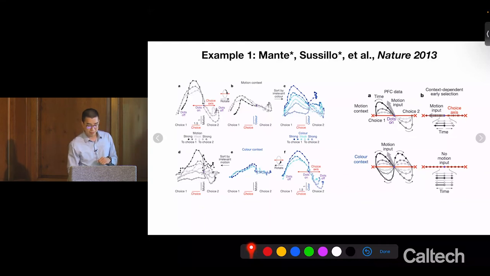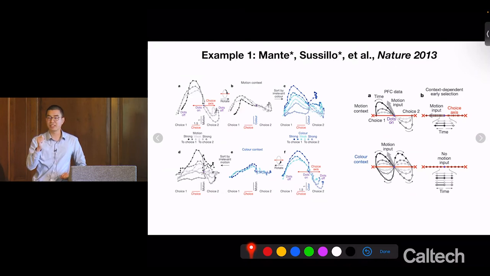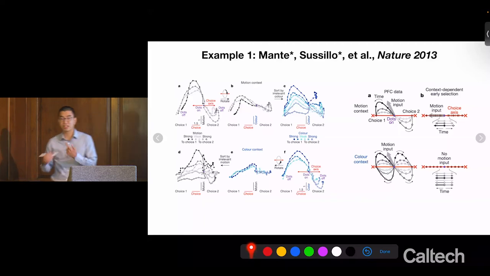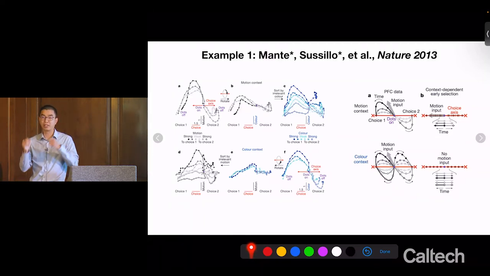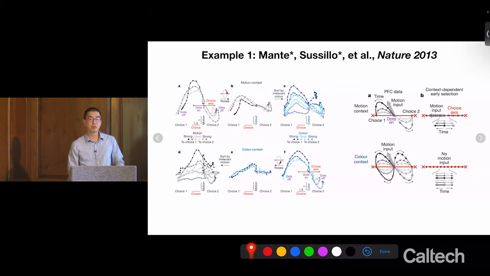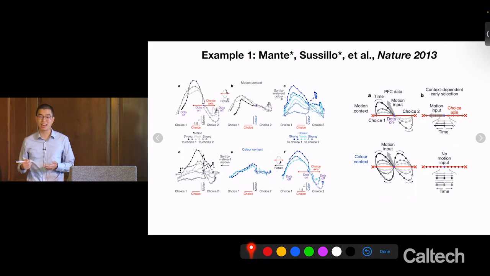But then the context-dependent early selection hypothesis says that when you get that fixation cue, the blue plus or the yellow square, the circuit then knows which context to pay attention to. If you're in the motion context, it transforms motion evidence into movement along the choice axis. Whereas if you're in the color context, it transforms the green or redness of those dots into motion across the choice axis. Under this hypothesis, you would not see color separation in the motion context, and you wouldn't see motion separation in the color context. And so that's one hypothesis that they were able to rule out.